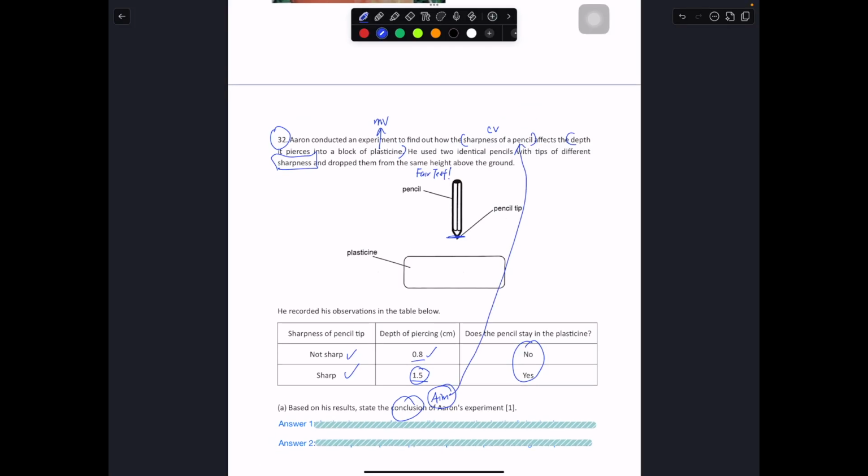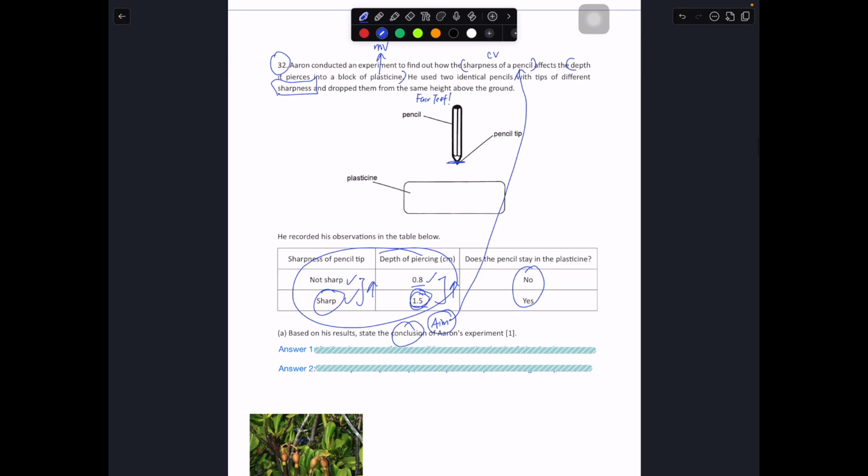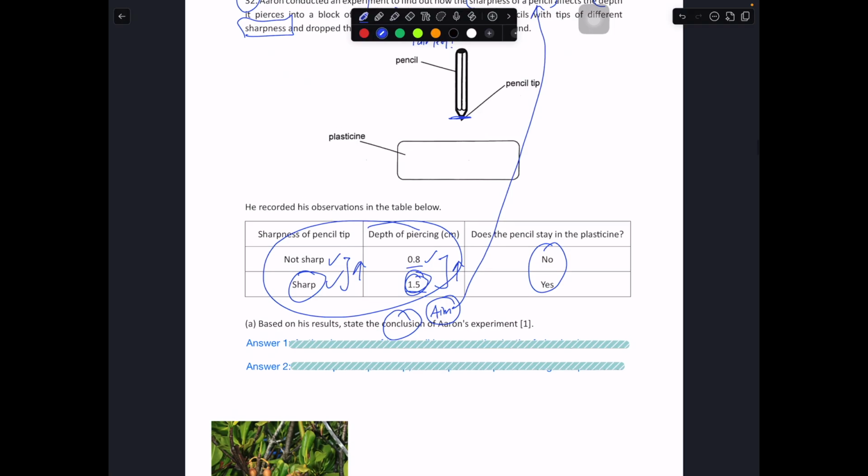So you think about it. Sharpness of pencil, how did it pierce? The sharper it is, the deeper it pierces. Or as the sharpness increases, the depth of piercing increases. So these are the two ways that you can really conclude if you look into the details of the data presented in the table. This one is pretty straightforward. So how do you answer this? You can say as the sharpness of the pencil increases, the depth of piercing increases. Or you can put it in this way: the sharper the pencil tip, the deeper it can pierce through the plasticine. So both ways are fine. These are just different ways of answering.